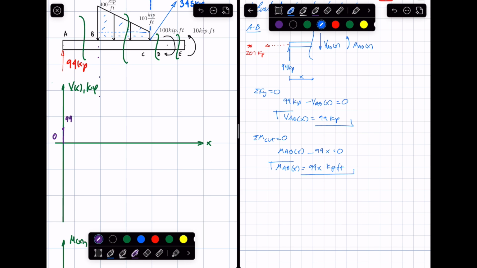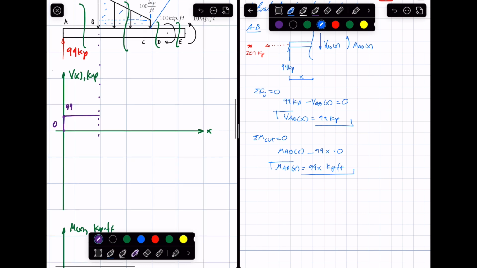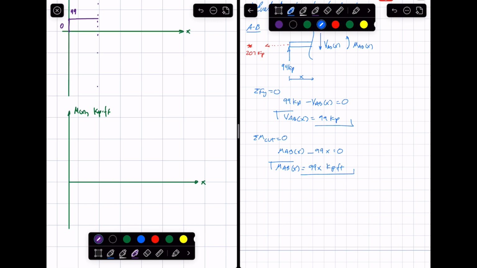Then we use the shear function and we go from A to B using that value. We do the same thing with the bending moment. Since there's no couple at A, there's no jump at A. And we plot as a function of X.